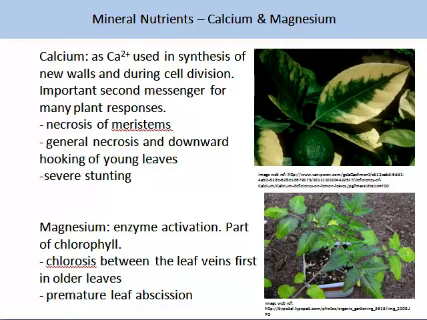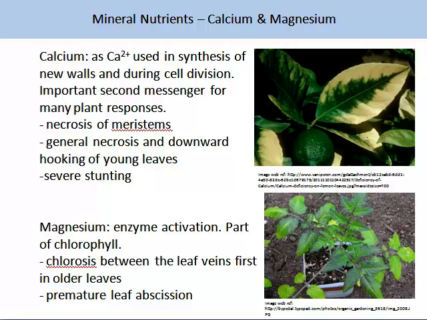In this slide we're going to look at the effects of calcium and magnesium deficiency. Calcium is used in the calcium 2+ ion form. It's involved in the synthesis of cell walls and during cell division. It's an important second messenger for many plant responses. When calcium is deficient, one can observe necrosis of meristems. Generally, necrosis and downward hooking of the young leaves can be observed. You can get severe stunting. This is an image of a calcium deficient lemon tree.